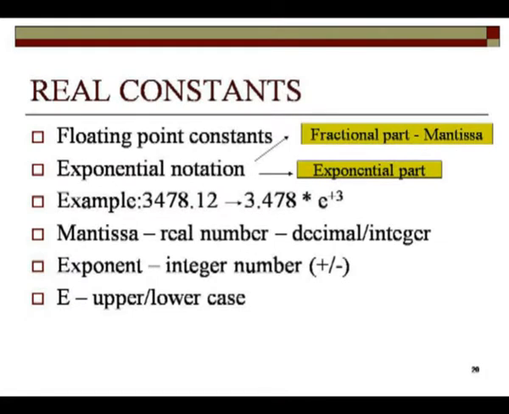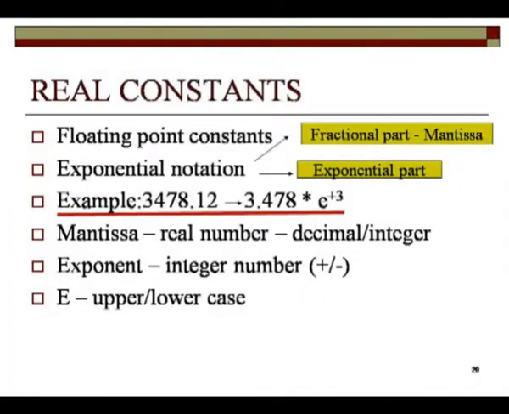Now we come to the concept of real constants. The real constants are nothing but floating point. Floating point means after division there will be a remainder value, and they are expressed in exponential notation. That is, they have two parts, a fractional part which is also called the mantissa and an exponential part. Here is an example. We have a number 3478.12. Because it has a decimal, it indicates that it is real in nature. So that can be written as 3.478 into e to the power +3.